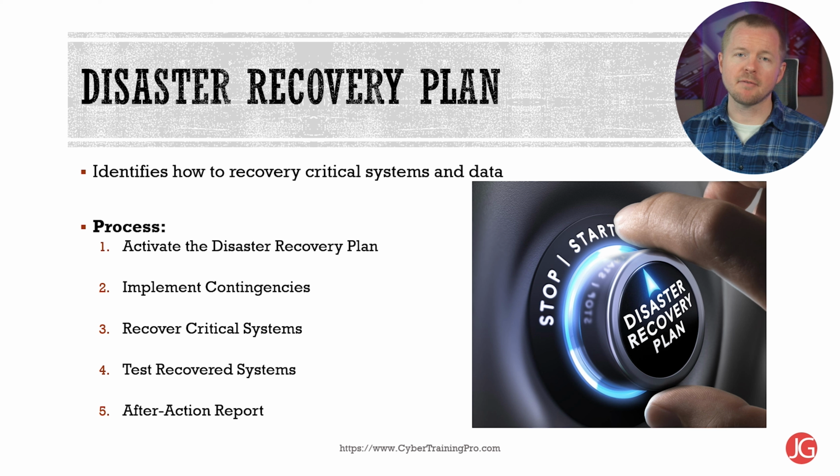A typical disaster recovery process looks like this. First, you activate the disaster recovery plan. Then you implement contingencies like alternate sites. Then you recover critical systems after the disaster's passed. Then we test recovered systems before they're brought online. And then we do an after-action report to review the disaster and document the lessons learned.